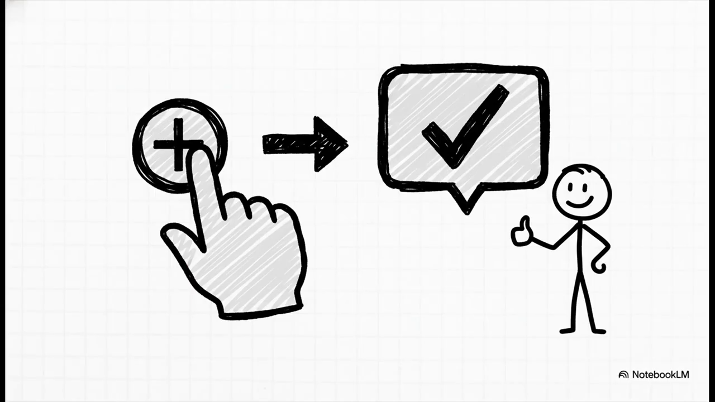And here's a golden rule. Always give feedback. When someone adds a task, don't leave them guessing if it actually worked. A simple message like, task added successfully, is huge. It gives them confidence and tells them, yep, I heard you and I did the thing.